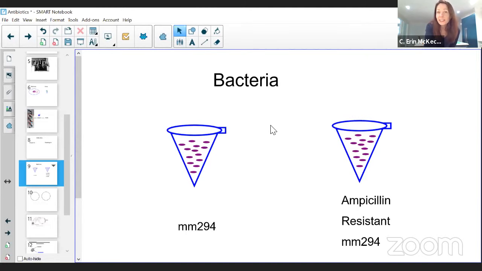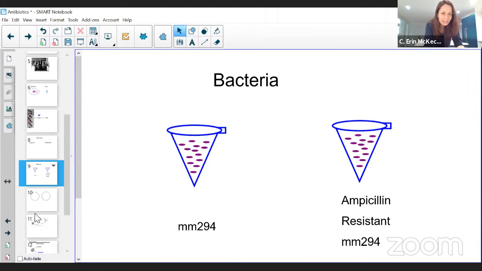So really, all we need in this experiment is just the bacteria and the ampicillin. If I add the ampicillin to one of the tubes and the bacteria don't grow, I would guess it was just the regular MM294. If I add the ampicillin to the MM294, they would be blocked. They wouldn't be able to grow. And if I add the ampicillin to the ampicillin-resistant MM294, they should grow just like they normally do.